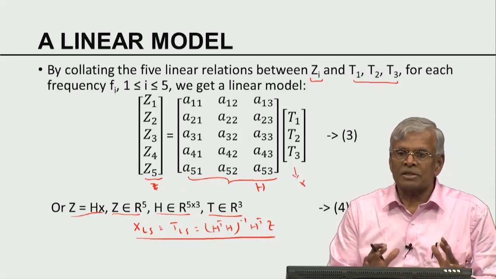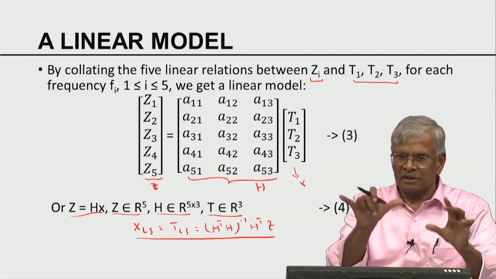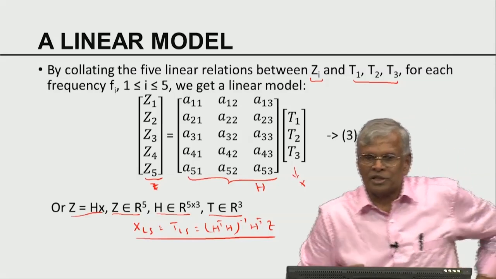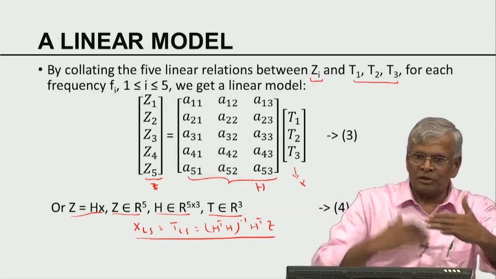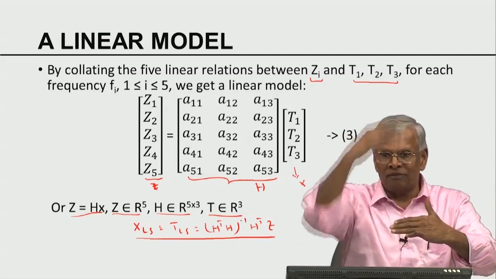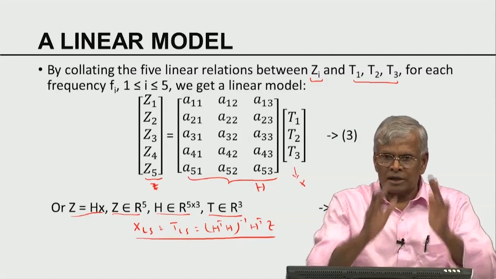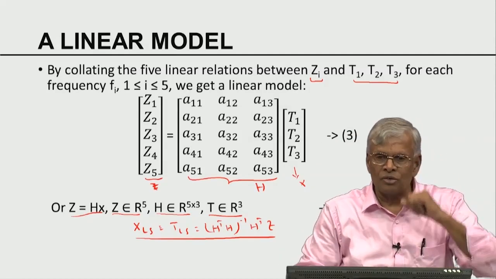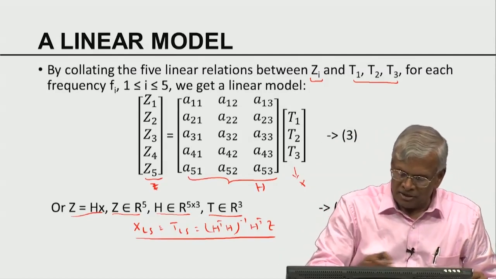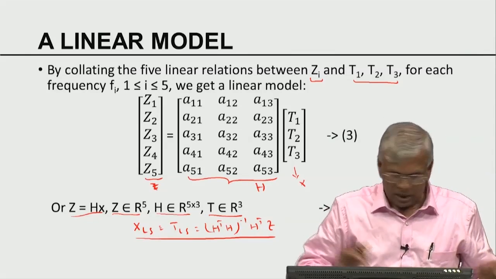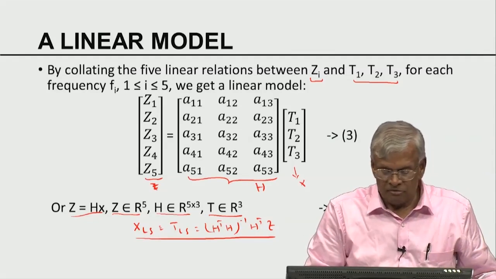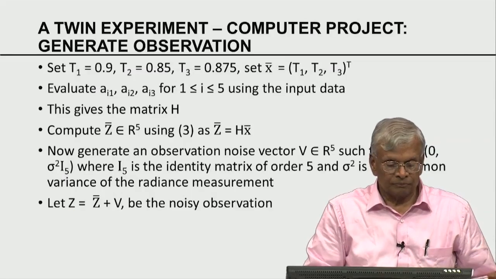All that is needed is a mathematical model, which is given by the radiation physics. Once you have the radiation physics problem, I can discretize it by levels. The number of levels refers to the number of unknowns, and the number of channels refers to the number of knowns. I can evaluate this matrix H, so you can see Z is equal to HX. It's a very simple problem.